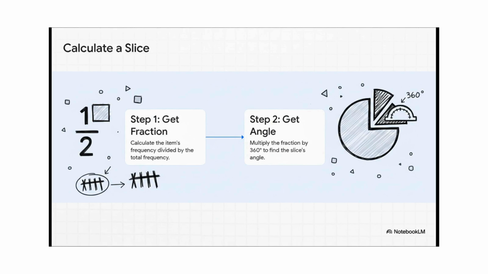So how do you actually make a slice? It's a really simple 2-step process. First, you figure out its fraction. So you take the frequency of your category and you divide it by the total number of things. Step 2, you just multiply that fraction by 360 degrees. And that's it. That's the angle of your slice.